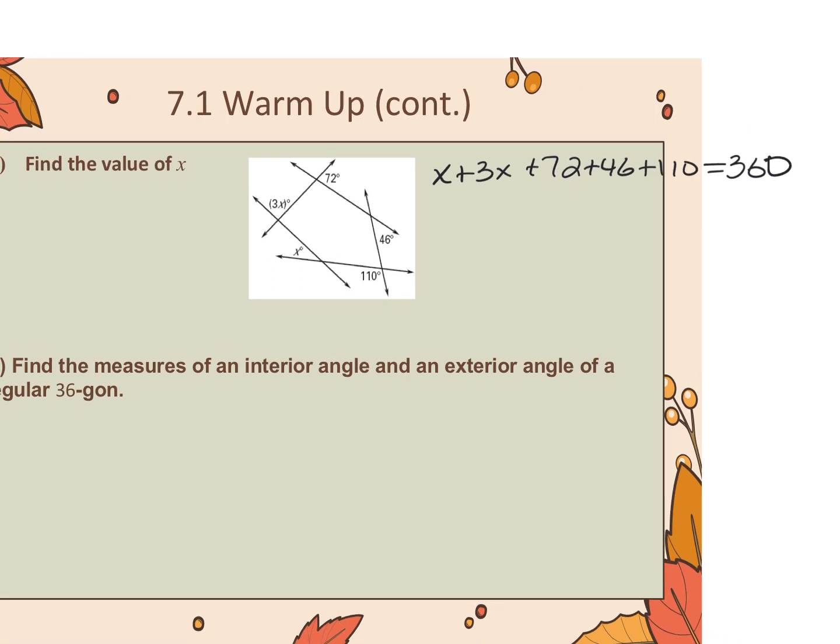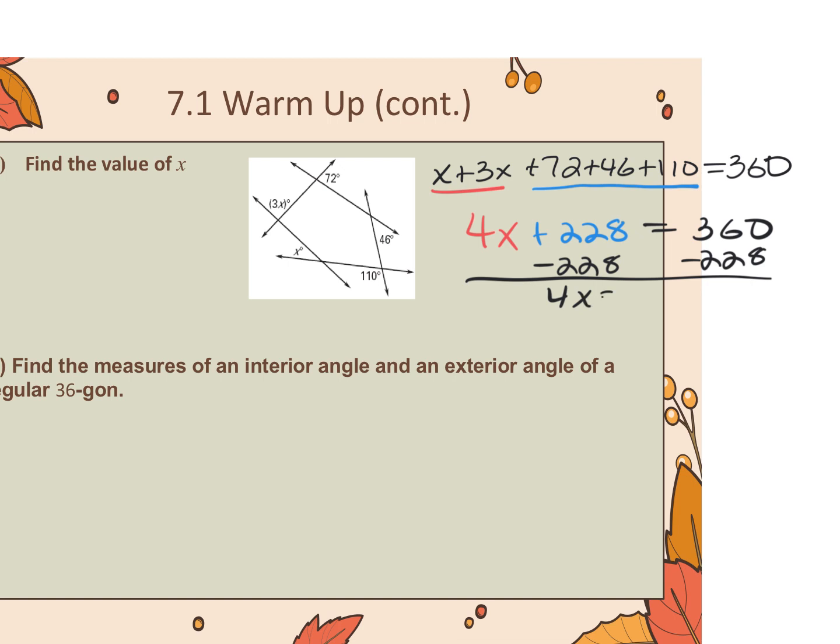I'm going to go ahead and combine my like terms. I have a 1x and a 3x to combine, and then I can add 72, 46, and 110, and that gives me 228. I'm setting that equal to 360. I need to subtract 228 from both sides.